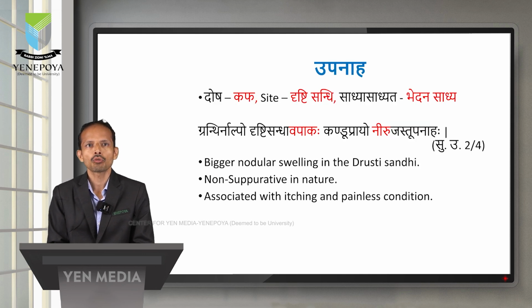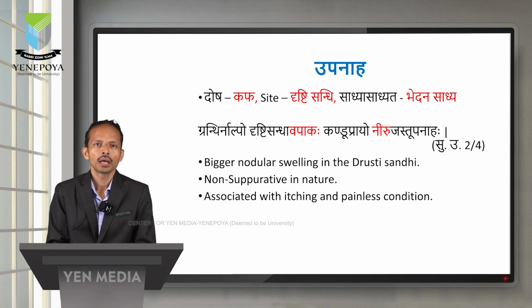So the next disease is Upanaha. Here the involved dosha is Kapha dosha and the site is Drishti Sandhi. Sadhya Asadhyata, it is a Bedana Sadhya Vyadhi. Grantirna Alpo Drishti Sandhava Pakaha Kandu Prayo Niru Jastu Upanaha. Sushruta Uttara, second chapter, sloka number 4.